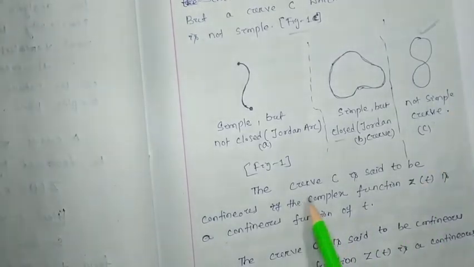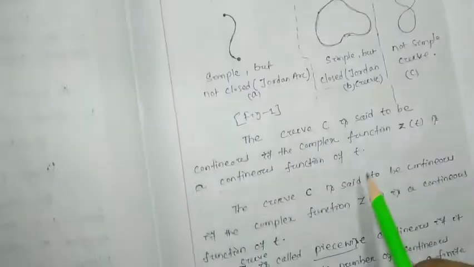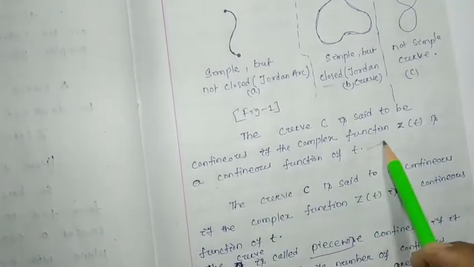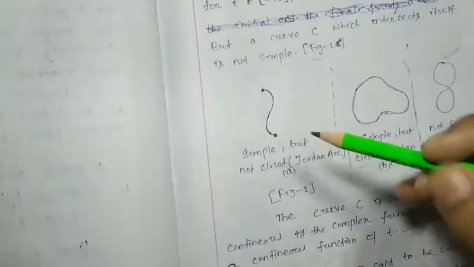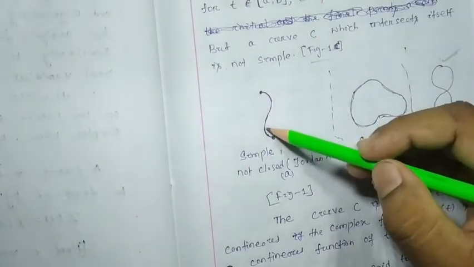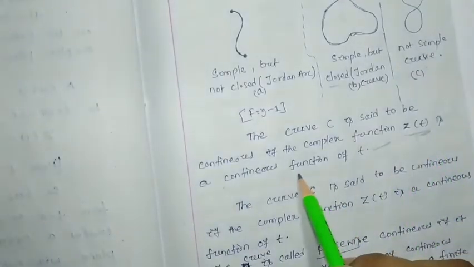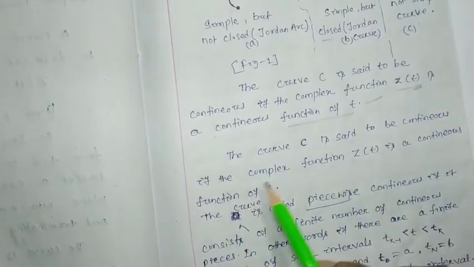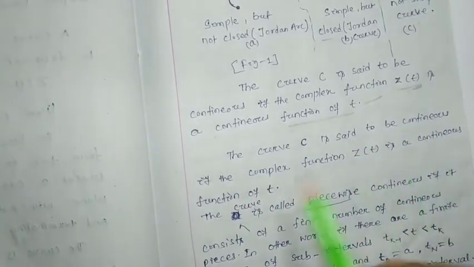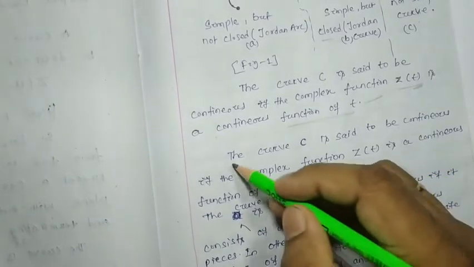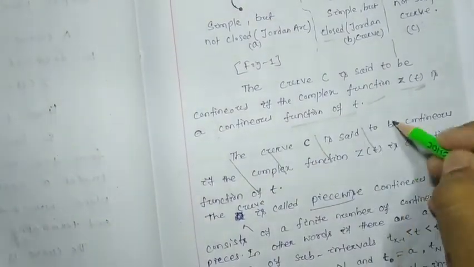So the curve is said to be continuous if the complex function z(t) is a continuous function of t. Obviously, if we are getting a smooth or continuous curve, that means z(t) is a continuous function of t. I have written it two times, so it need not be considered again.